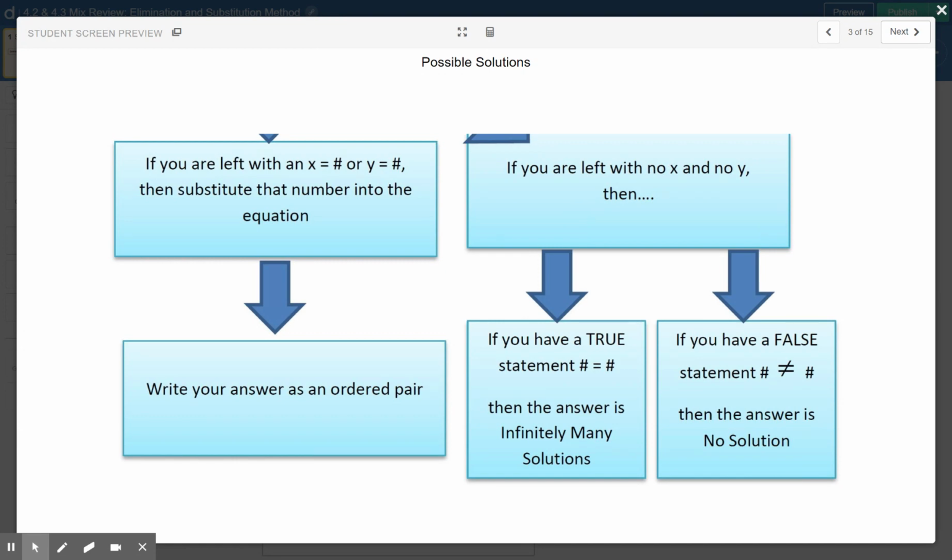If you're left with x equals a number and y equals a number, then you have an ordered pair, which is one solution. If the x's and y's go away, wipe out, or cancel, a true statement would signify that you have infinitely many solutions, and a false statement would be no solution.